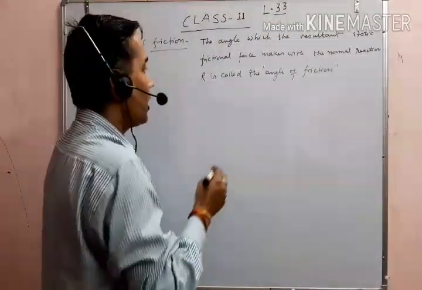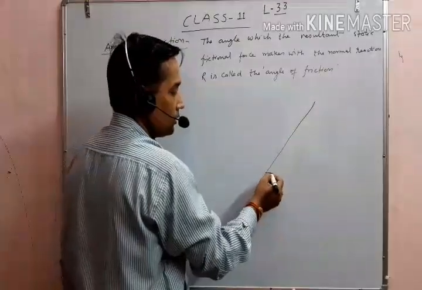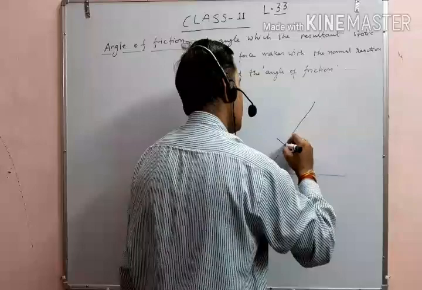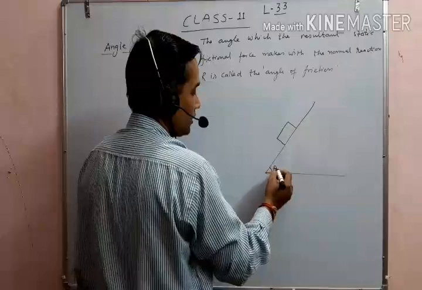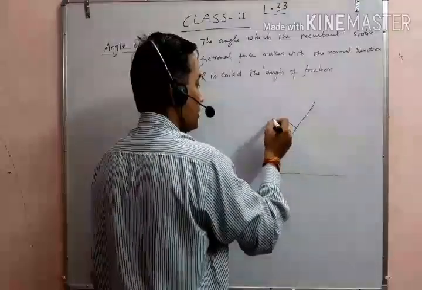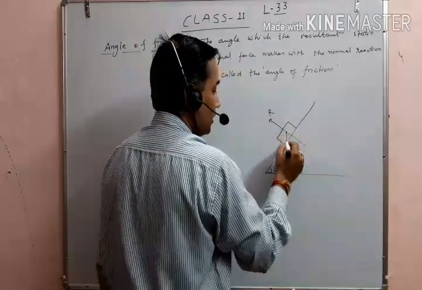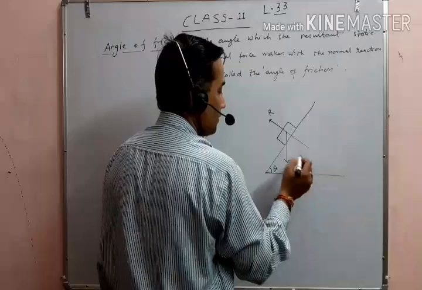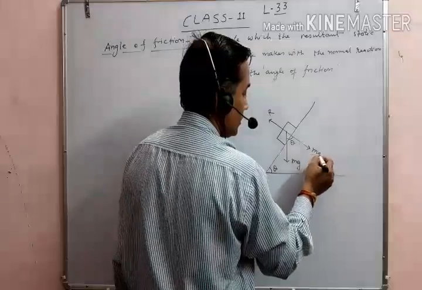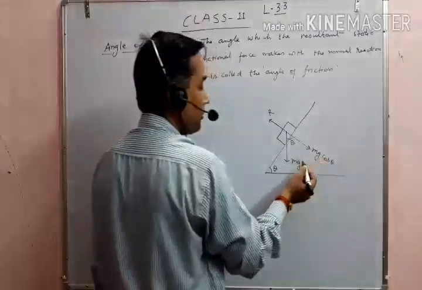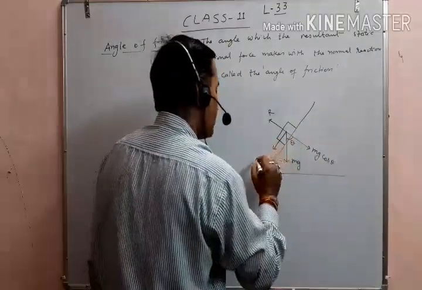So now how to find the angle of friction? Suppose this is an inclined plane and one block is situated on there and the inclination is theta, that is the angle of friction you can see. So here the reaction is this and in the middle weight mg will act downward. The weight is resolved into two components. One is mg cos theta, and another is mg sin theta.